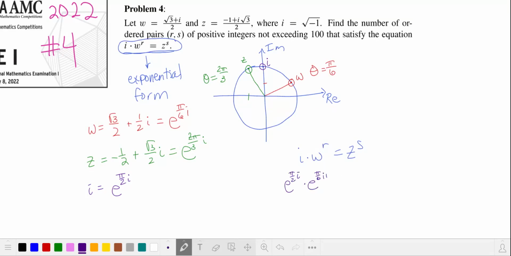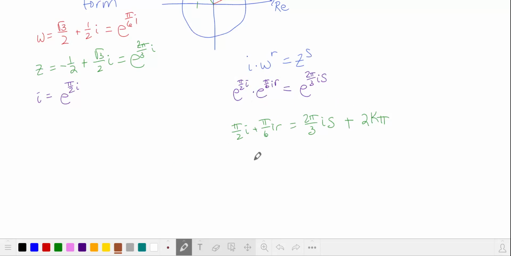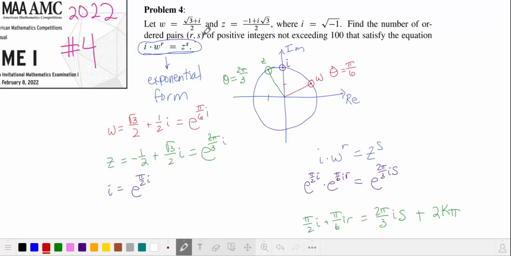This is raised to the r power, so I'm going to multiply the exponent by r, and I'll multiply this exponent by s. Using our rules for exponents, I'm going to add these two and say that these angles are equal to each other, plus a multiple of 2k pi. We have a lot of common factors in these terms, including pi and I, so let's multiply by 6 over pi times I. So this is our new equation, and we're given in the problem statement that r and s are positive integers, and they're not more than 100.